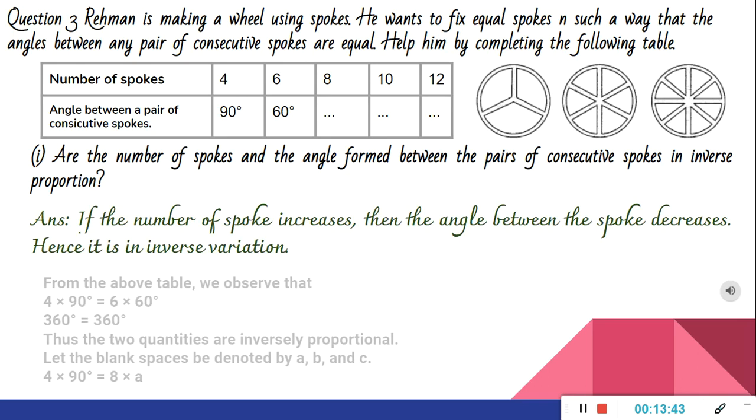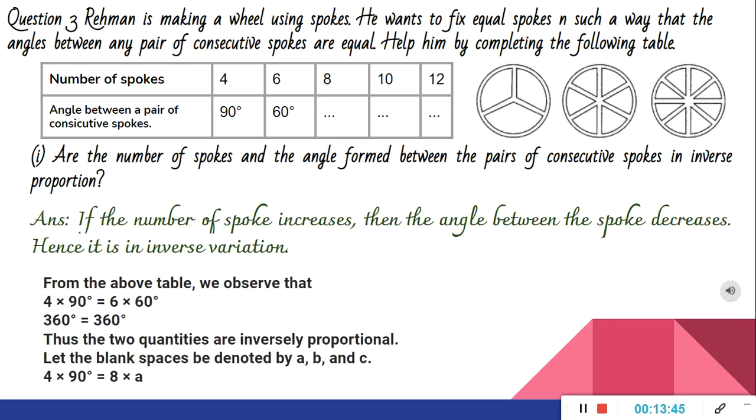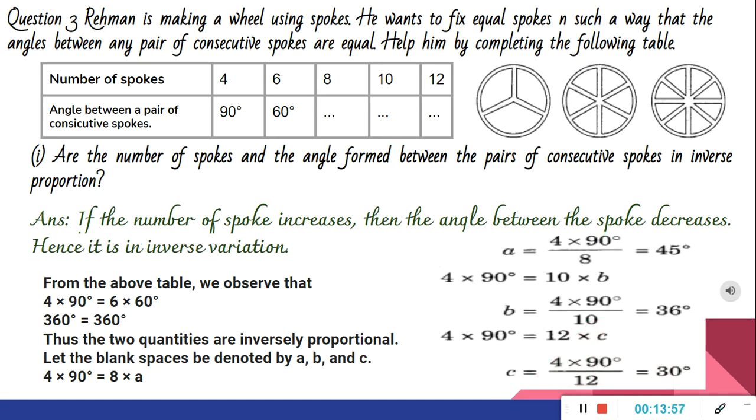Now we can denote the blank spaces by A, B and C. So first one, 4 into 90 is equal to 8 into A. So A is equal to 4 into 90 upon 8, that is equal to 45 degrees. B is equal to 4 into 90 upon 10, that is equal to 36 degrees. C is equal to 4 into 90 upon 12, that is equal to 30 degrees. So we got the angles in the three blanks, that is 45 degrees.